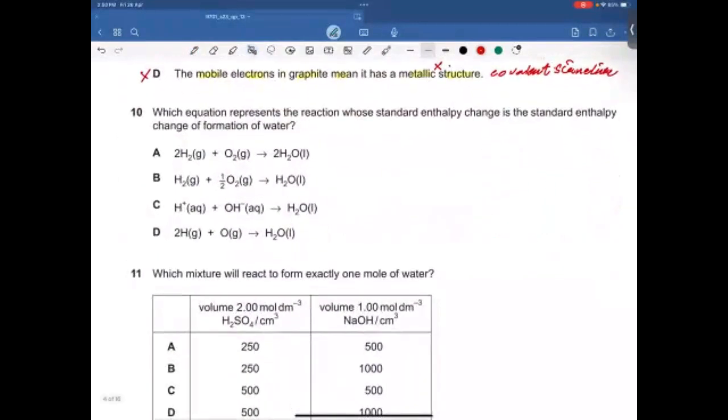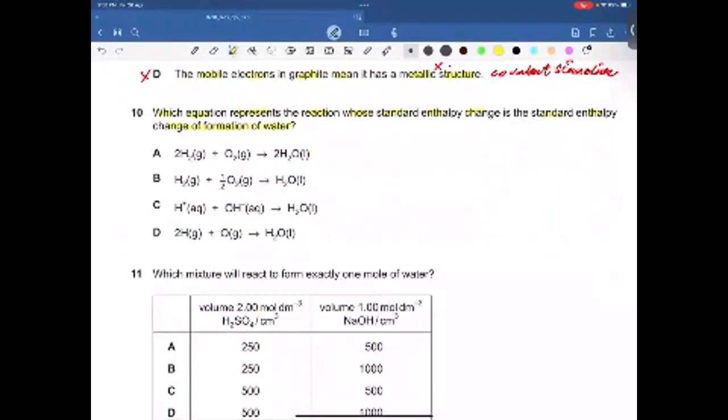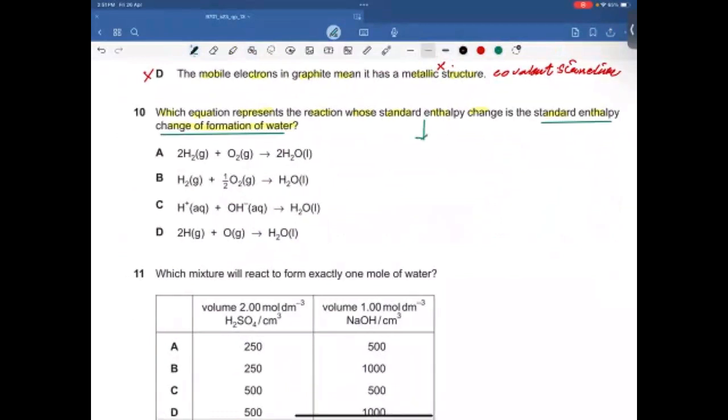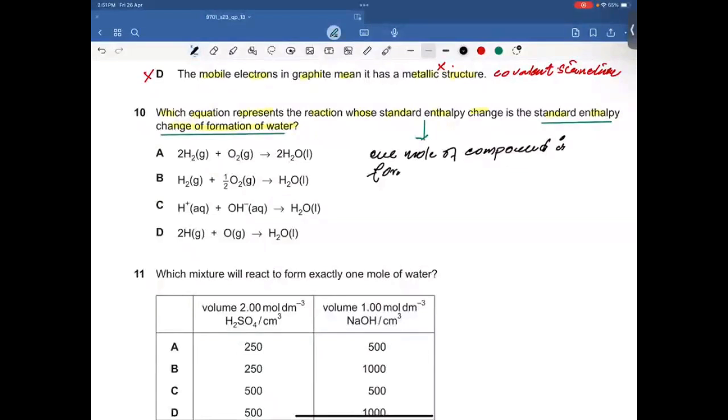Now, the next question is, which equation represents the reaction whose standard enthalpy change is the standard enthalpy change of formation of water? I have given you this example. According to the definition, one mole of compound is formed from its constituent elements.